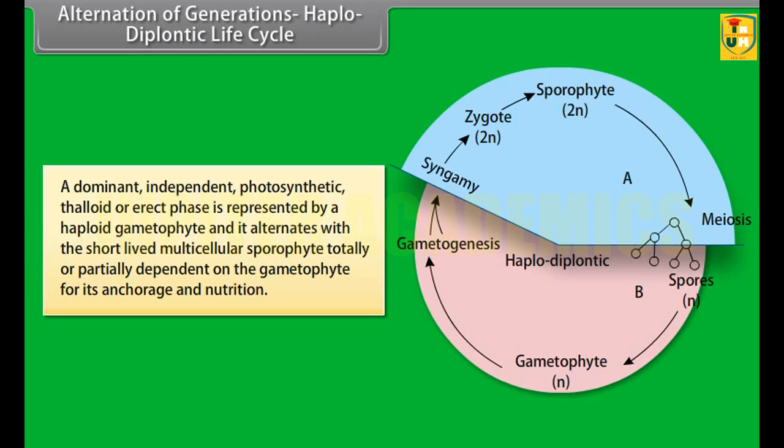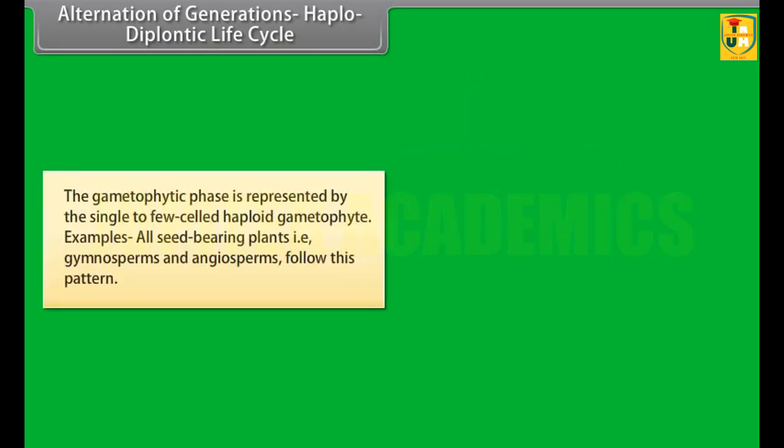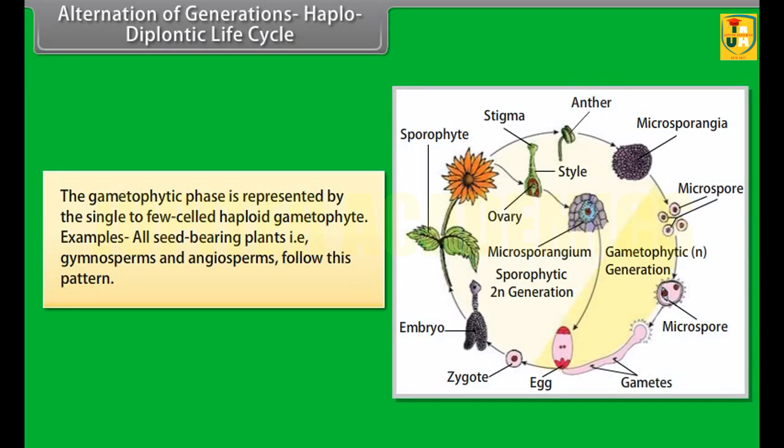Alternation of generations: Haplodiplontic life cycle. A dominant, independent, photosynthetic, thalloid or erect phase is represented by a haploid gametophyte, and it alternates with the short-lived multicellular sporophyte totally or partially dependent on the gametophyte for its anchorage and nutrition. The gametophytic phase is represented by the single to few-celled haploid gametophyte. Examples: all seed-bearing plants, that is, Gymnosperms and Angiosperms, follow this pattern.